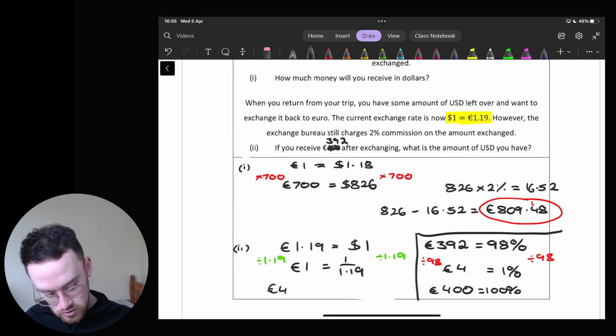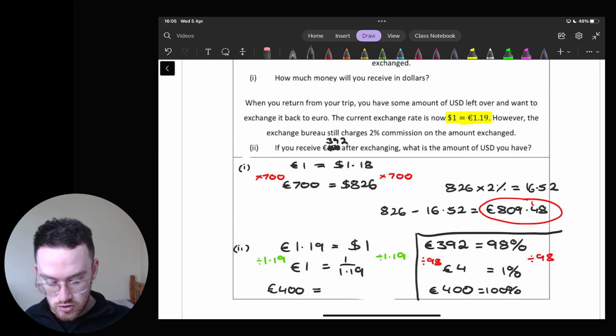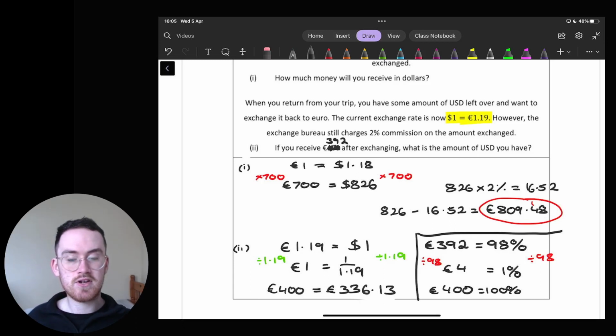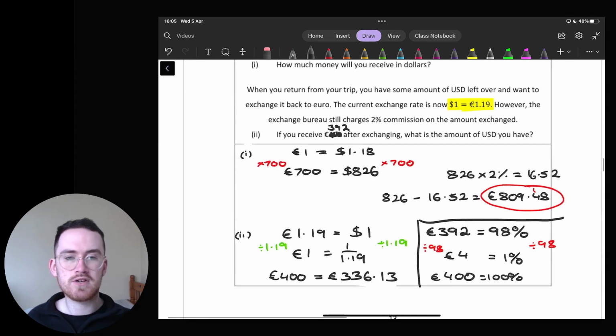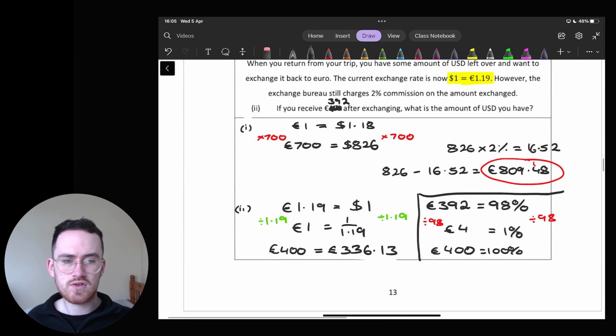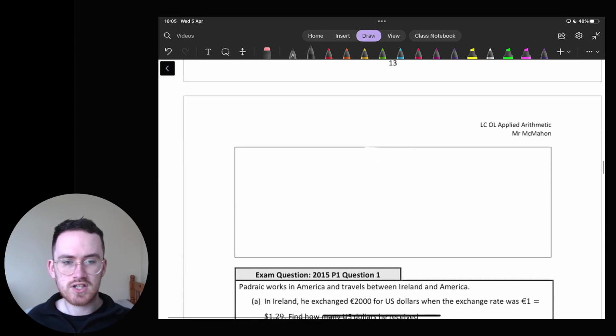So, what is the value of €400 in terms of dollars? Well, we can multiply both sides by 400 and I get an answer of $336.13, and that's the amount of dollars that I came home with. So the trick there was dealing with the commission, getting rid of that commission first, and then converting our amount of money.